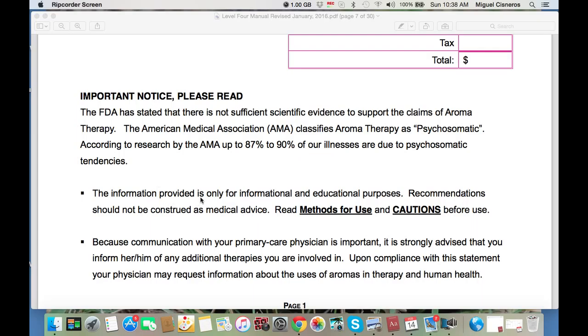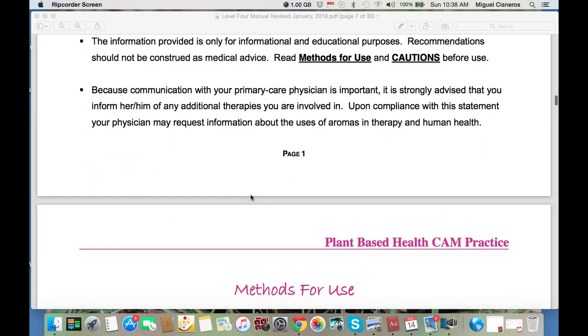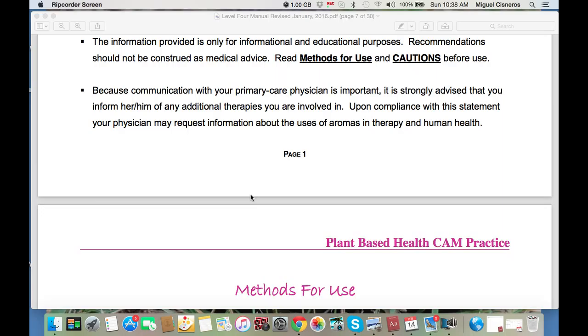The information provided is only for informational and educational purposes. Recommendations should not be construed as medical advice. Read methods of use and cautions before use. Because communication with your primary care physician is important, it is strongly advised that you inform him or her of any additional therapies you are involved in. Upon compliance with this statement, your physician may request information about the uses of aromas in therapy and human health. That will be the front page.